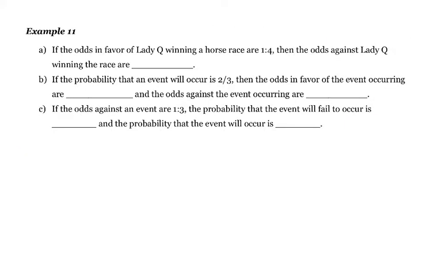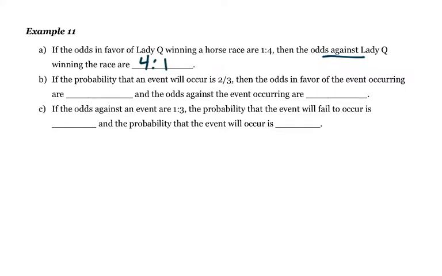This example puts us into an interesting perspective. We have 3 sub-examples within this. First one is, if the odds in favor of Lady Q winning a horse race are 1 to 4, then the odds against Lady Q winning the race are, and that's going to be the opposite ratio. So this one was successes to failures. So odds against are going to be failures to successes. That's going to be 4 to 1.